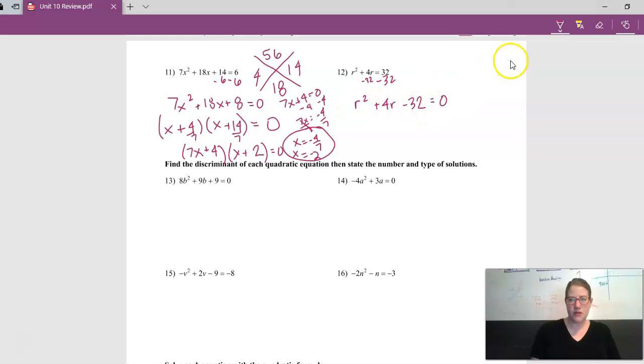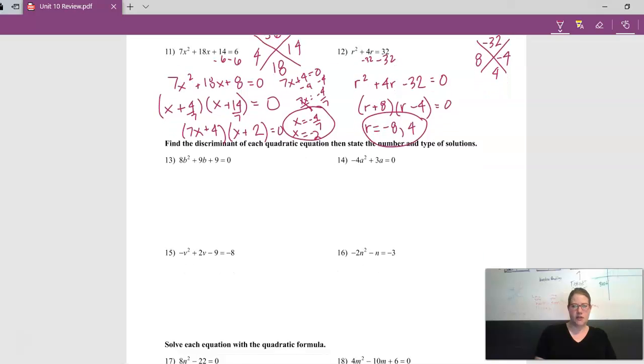No common factors, so I'm going to go straight to x factoring. A is 1, c is -32, so I need two numbers that multiply to -32 and add to 4. So 8 and 4 would work. I would want the 4 negative, since when I add these together, I need to get a +4. So this would be r plus 8 and r minus 4. I would want to divide by a, but a is 1. So r equals -8 and +4.